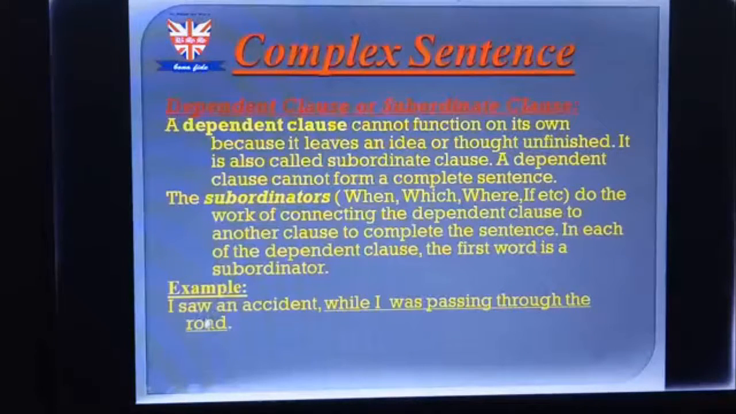So look at the example now. I saw an accident while I was passing through the road. Look at the second part of the sentence, while I was passing through the road. If I would say I was passing through the road, that would be a complete sentence or principal clause. As I have added while here, it has become a dependent clause. And this part of the sentence is depending on the other part, that is, I saw an accident. So this sentence is called a complex sentence.